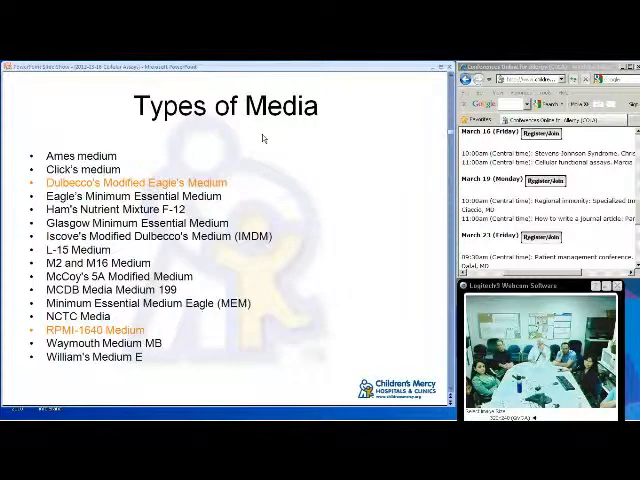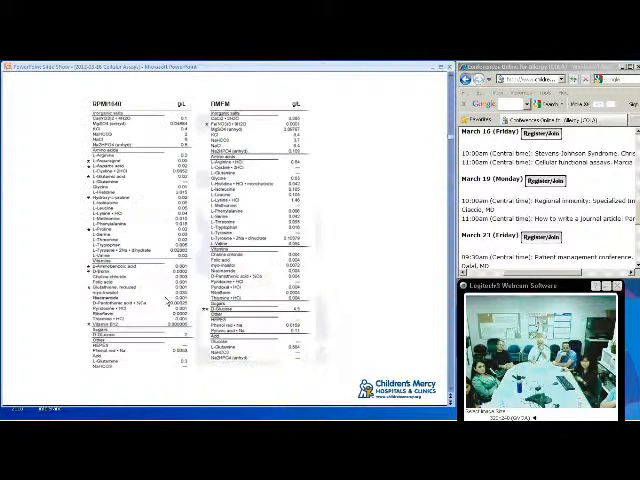Okay, and so here's just a list, and this is by far not a complete list of the types of media that one can use to grow these cells in. The ones that are highlighted in red are the most common ones that we use for lymphocyte growth. So there's the Dulbecco's Modified Eagle's Medium and RPMI 1640.